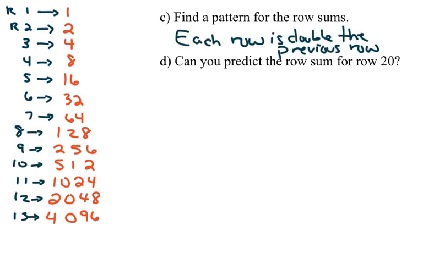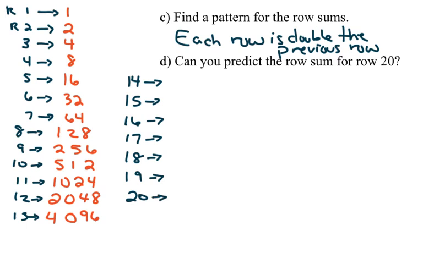with each row doubling the previous row, can we predict the row sum for row 20? So what we can do, I've already started making a table and you've already started doing that with me, is to continue our table until we get to row 20. And so we have 14, 15, 16, 17, 18, 19, 20. Okay, so let's double each of these.